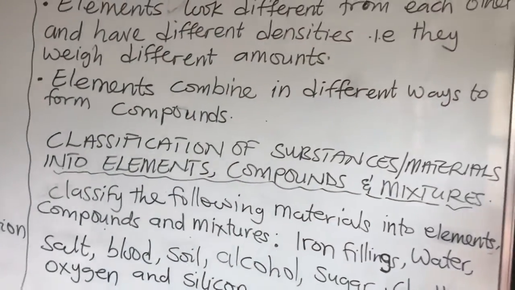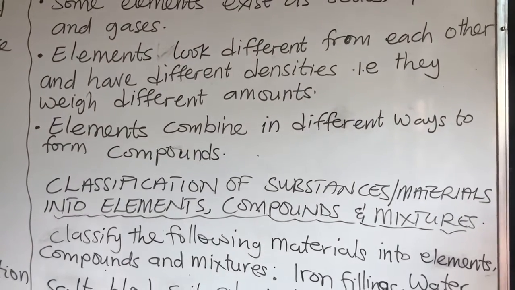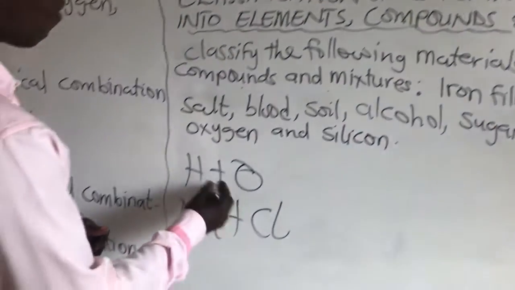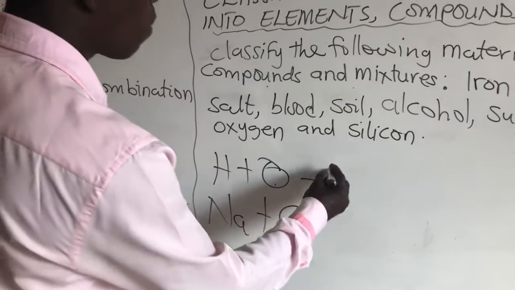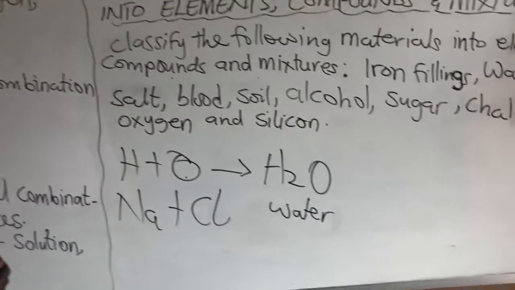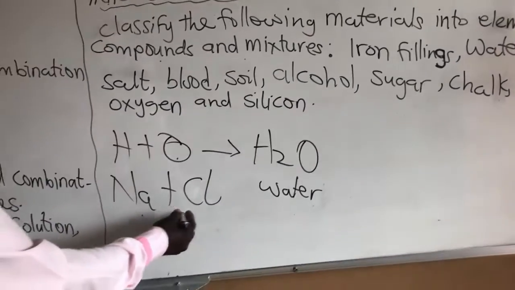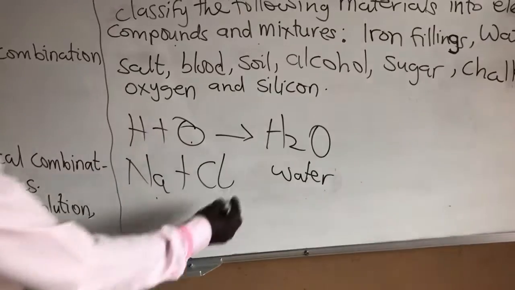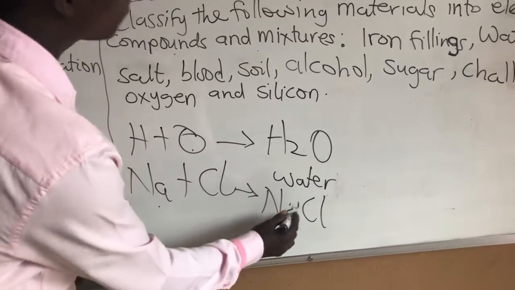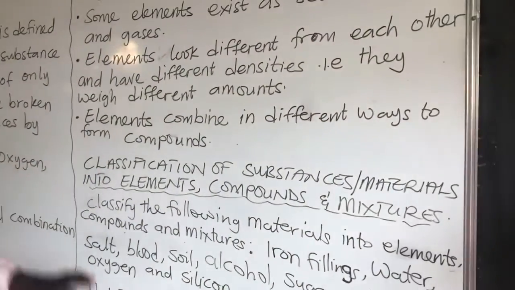Now another characteristic or property of elements is that they combine in different ways to form compounds. An example is what we are seeing here. We have hydrogen combining chemically with oxygen to form H2O, and that is water, as you all know, which we use in various ways. We also have sodium, which can combine with chlorine to form sodium chloride, which is salt, NaCl. So this is how elements combine in different ways to form compounds.